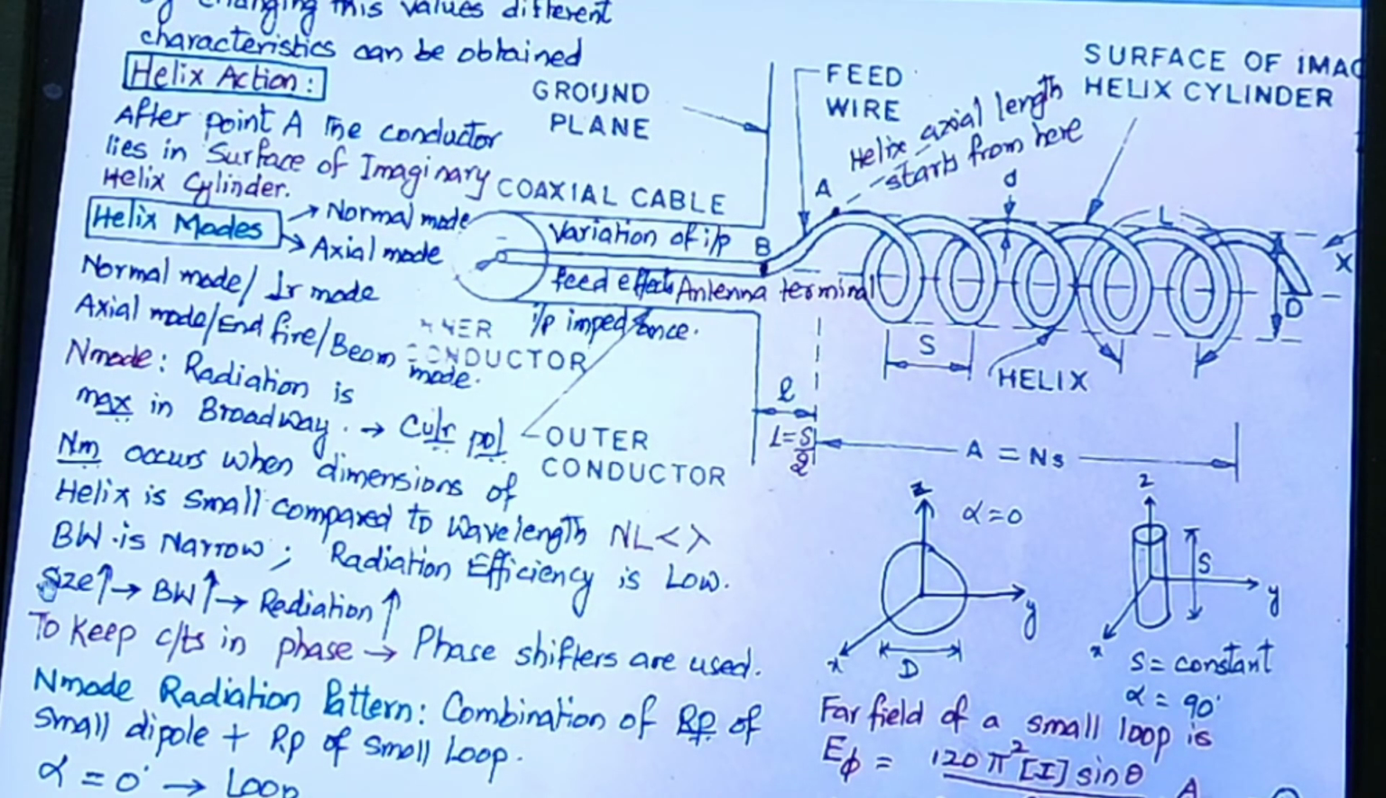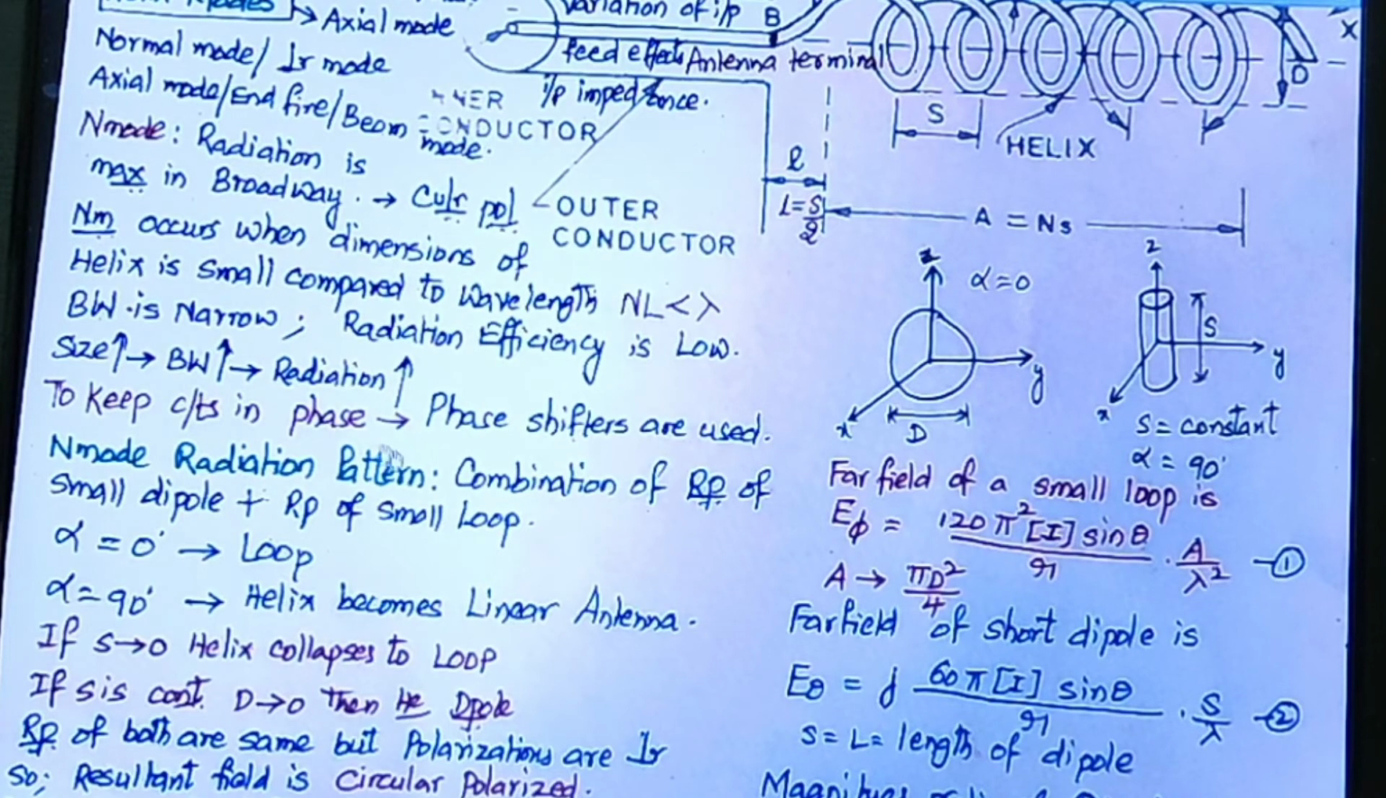In normal mode, the bandwidth is narrow and radiation efficiency is low. As the size increases, bandwidth naturally increases, and therefore radiation also increases. See, size increased, bandwidth increased, radiation increased. It is difficult to keep the currents at the input side and at the radiation side in phase. Therefore, phase shifters are used here to keep the currents in phase. Now, how is the normal mode radiation pattern obtained? It is obtained due to the combination of the radiation pattern of a small dipole antenna and the radiation pattern of a small loop antenna.